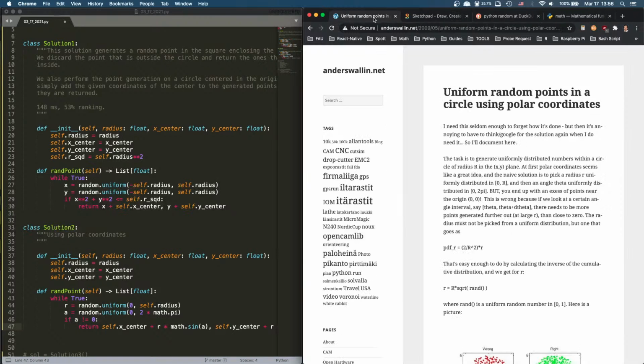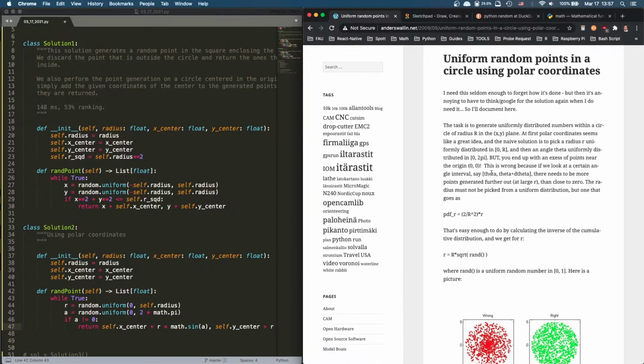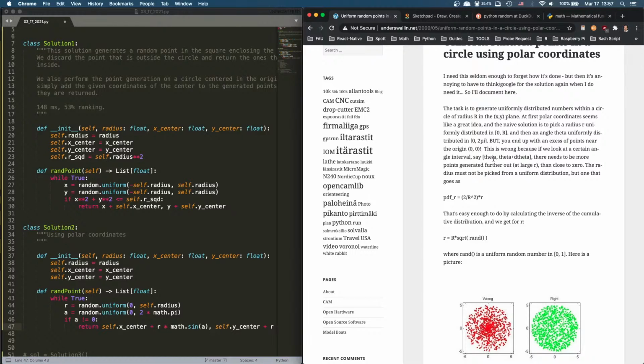All right, here we go. Naive solution is to pick a radius uniform, yes, and then angle uniform, yes, but you end up with an excess of points near the origin. Yes, I think that is... we have identified that as well. This is wrong because if we look at a certain angle interval, say theta plus, yes, then there needs to be more points generated further out. That's true.